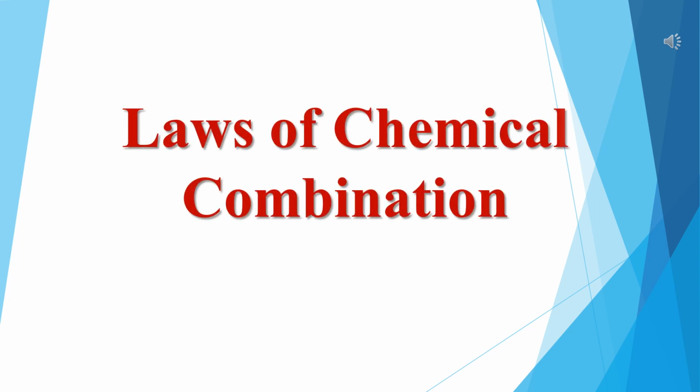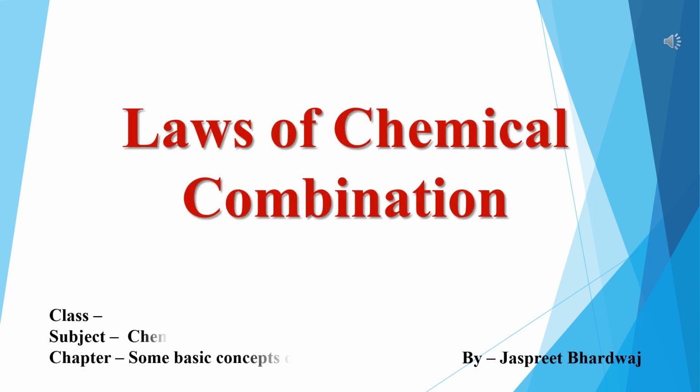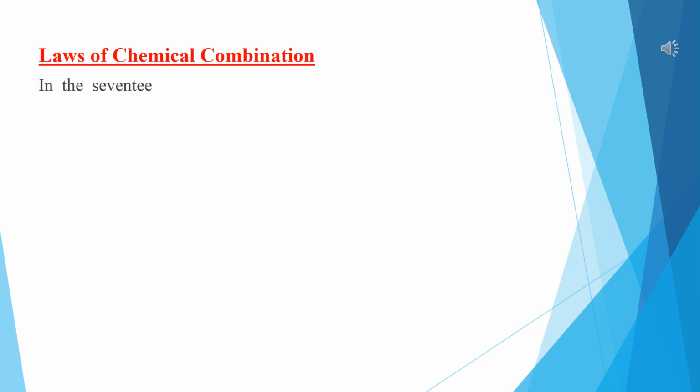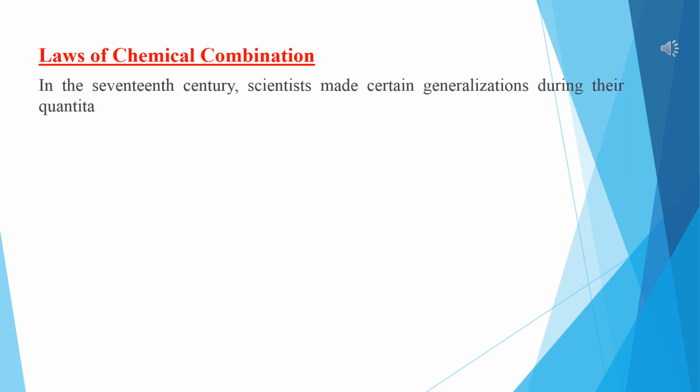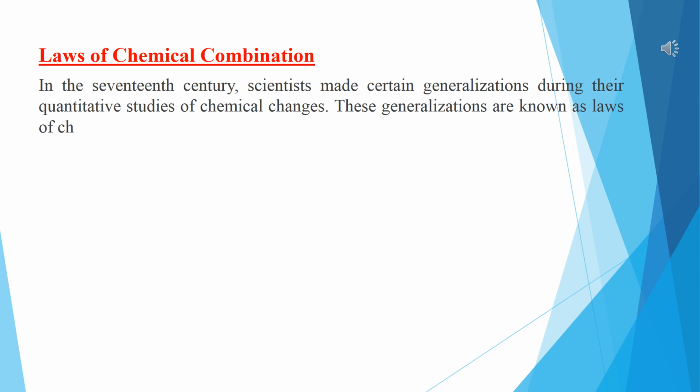So today's topic is laws of chemical combination from plus 1 chemistry, chapter Some Basic Concepts of Chemistry. So what are these laws of chemical combination? In the 17th century, scientists made certain generalizations during their quantitative studies of chemical changes, on how atoms combine to form molecules. These generalizations are known as laws of chemical combination.